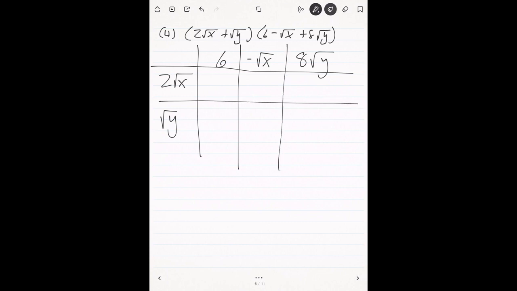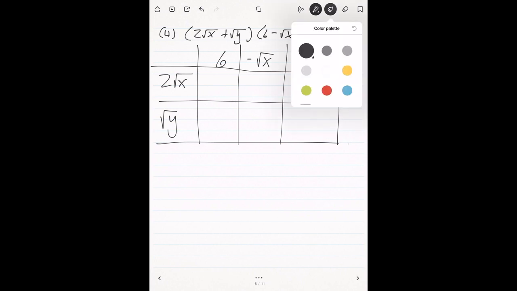Could I have made this where we have 6 minus root x and plus 8 root y as the rows instead of the columns? Yes, of course. As long as you're sticking with the same terms, you're good. So let's start the first part off.